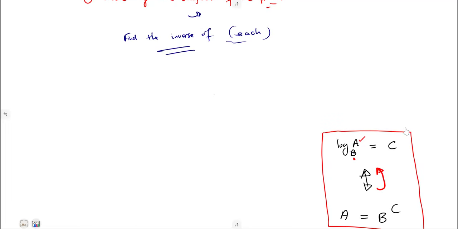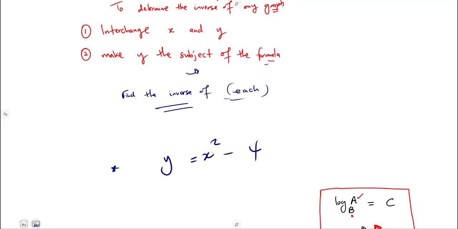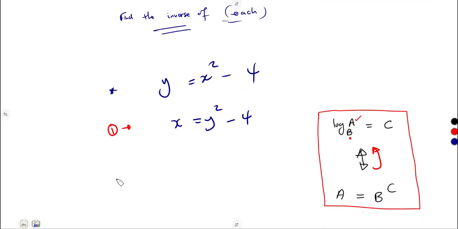Then another part, we can be given quadratic functions. Let's say we want to find the inverse of y is equal to x squared minus 4. What can we do? On this one, we just go back to the original way. First thing is to interchange x and y. That is x is equal to y squared minus 4. Then the second thing is to make y the subject. Take the minus 4 to the other side, it's going to be plus. So x plus 4 is equal to y squared.